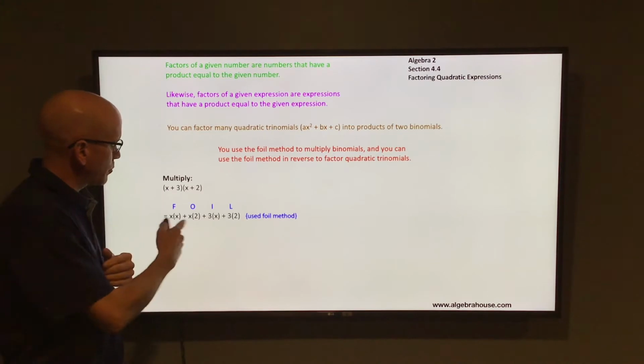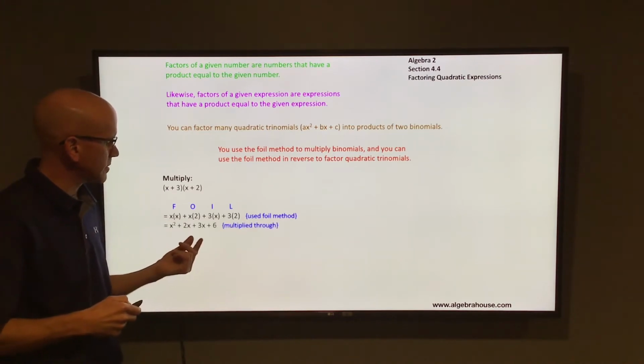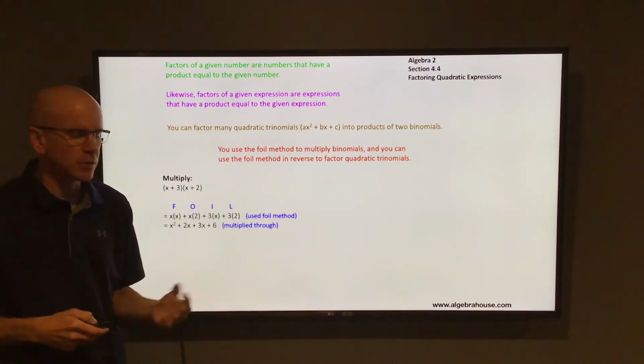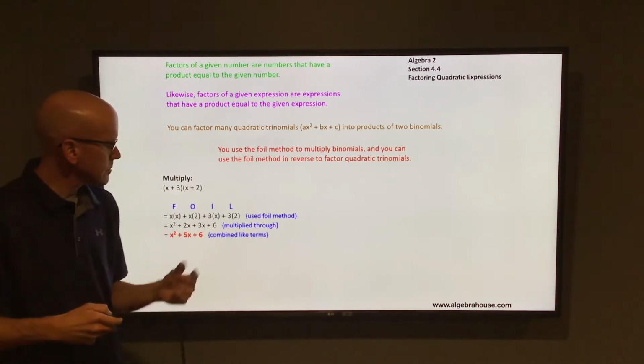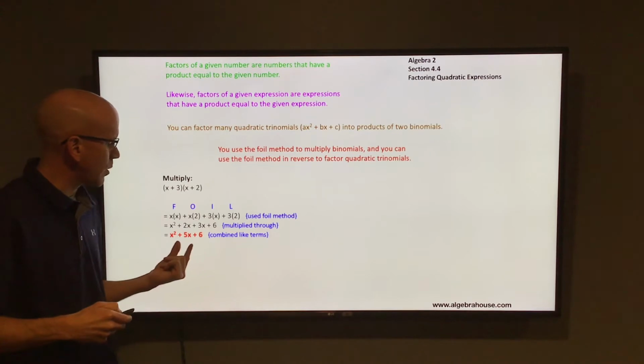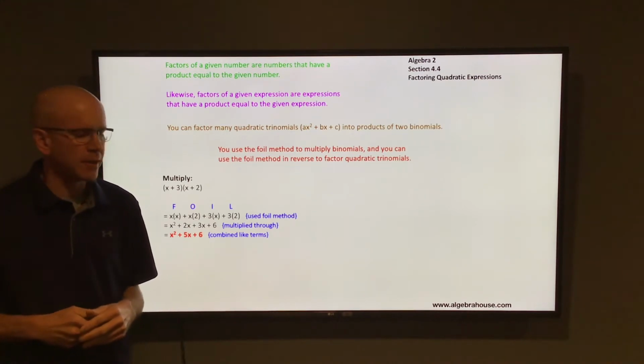And just multiply through that, it's going to be x squared plus 2x plus 3x and plus 6. Then go back and combine the like terms in the middle, 2x and 3x, that makes 5x. So these two binomials multiply to make this quadratic trinomial, x squared plus 5x plus 6.